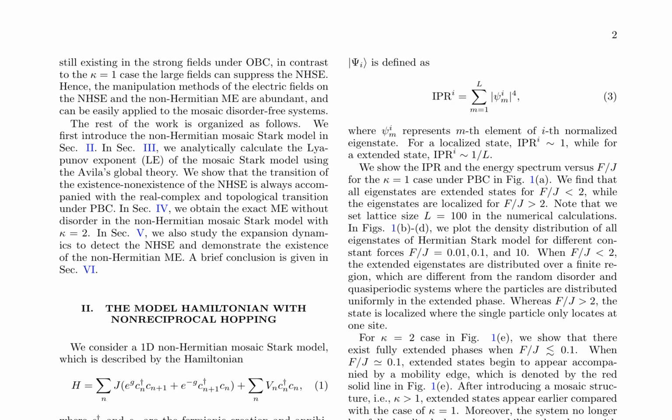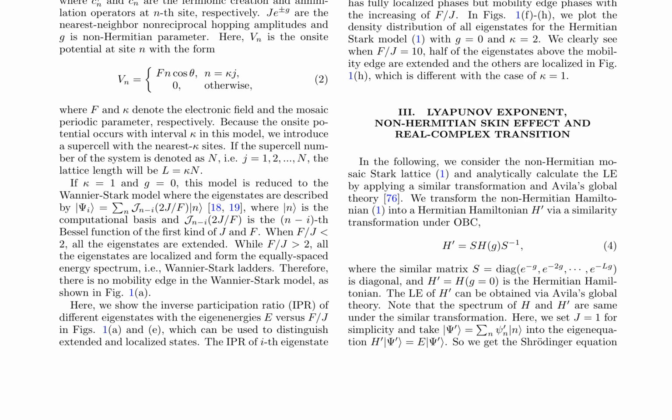In the Wannier-Stark model, eigenstates are extended or localized depending on the electric field F and lattice size L. To distinguish extended and localized states, the authors calculate the inverse participation ratio, IPR, of the eigenstates. Under periodic boundary conditions, all eigenstates are extended for F L/J less than 2, while they are localized for F L/J greater than 2 when kappa equals 1.